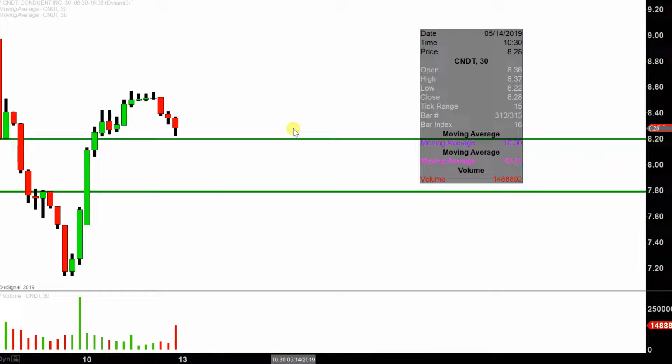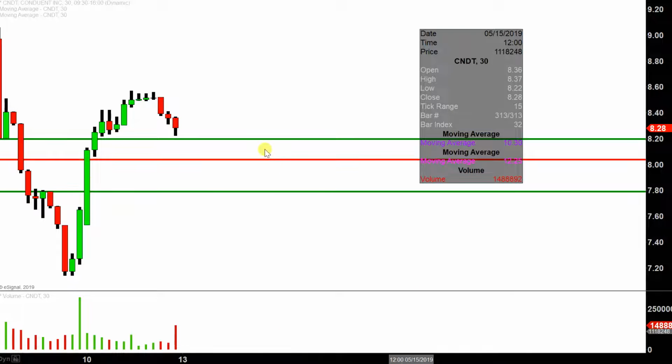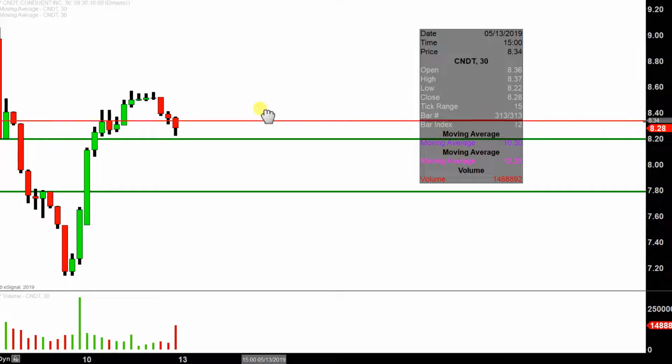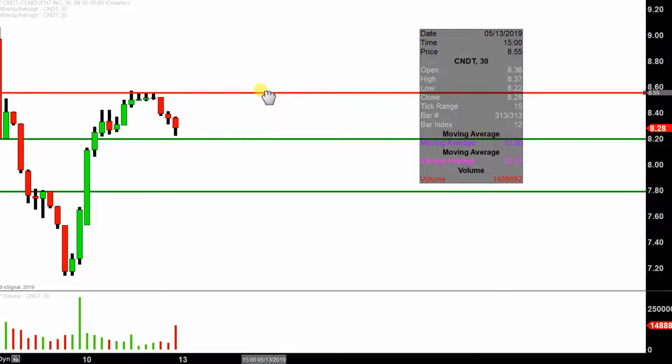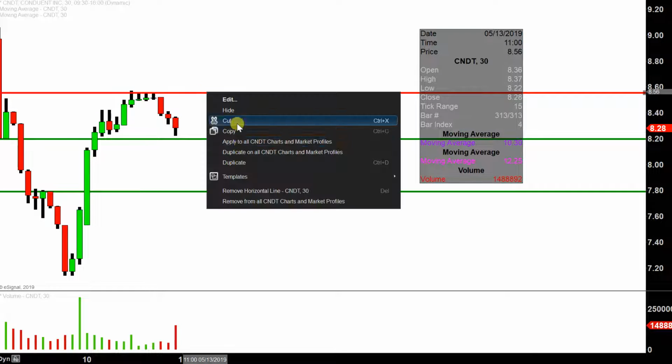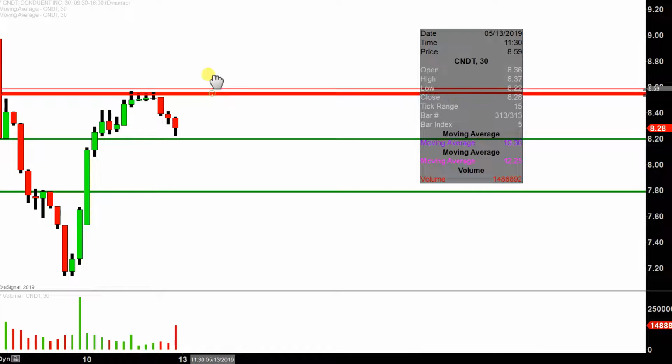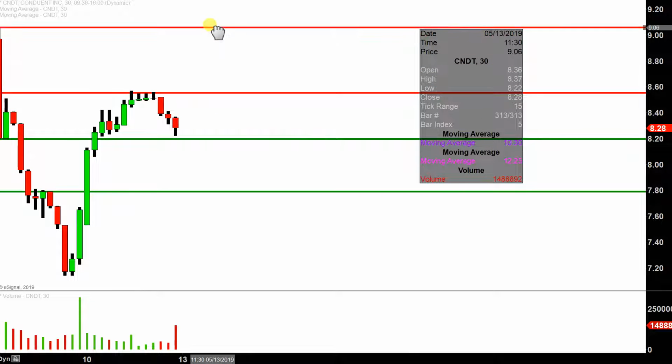Now, what about levels of resistance going into next week? As far as where the sellers are at, the initial level to keep an eye on going into next week is right up there at about $8.55. You can see that is basically where the party stopped on a few different occasions late afternoon. And if the price can push up through there, then the next key level is right up there at $9.05.